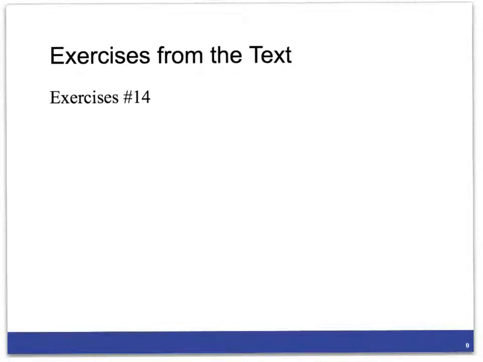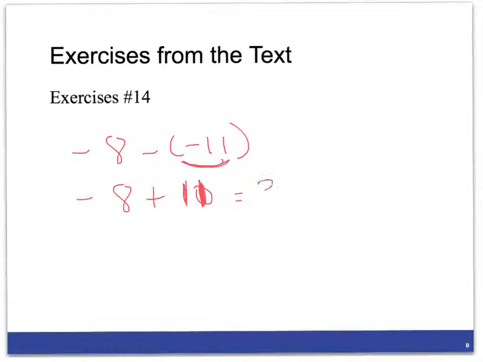Number 14 is negative 8 minus negative 11. So negative 8 plus its opposite, so it makes that a positive. So we wind up simply with, oops, not a 10, that's 11. Bless your hearts, you get to read my chicken scratching. So negative 8 plus 11 gives us a positive 3.